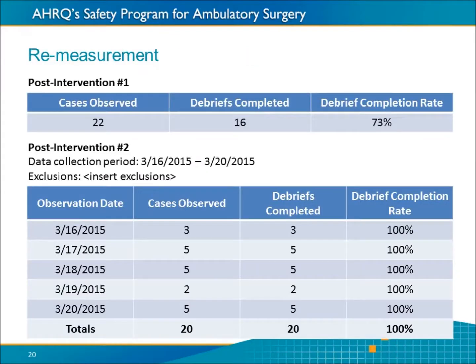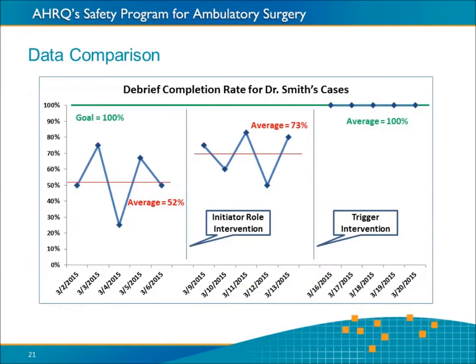And then let's look at the remeasurement again. Now look, we started at 73%, and we're up to 100% completion. The next slide, again, just shows it graphically, and you can see that clear trend. This is the beauty of a graph. You can see the steps here, where you started at 52%, tried an intervention, improved, but not quite at goal, tried another intervention. Now look, here we are at goal.